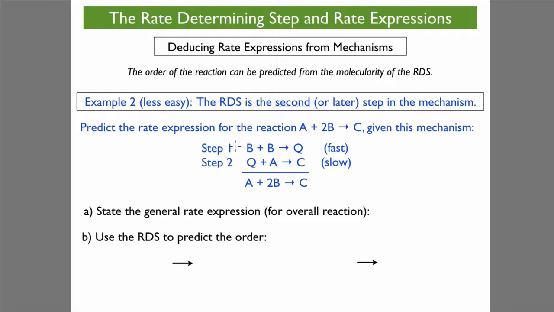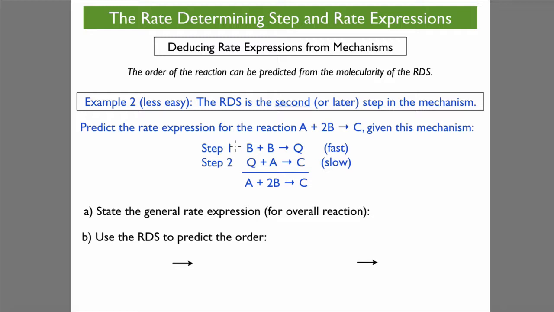Next, this is a bit less easy. The rate determining step is the second or latest step in the mechanism. We're going to predict the rate expression again for this reaction, A plus 2B gives C, given this mechanism. You've got two B's reacting to give Q in a fast reaction. Q then reacts with A in the slow reaction to give C.